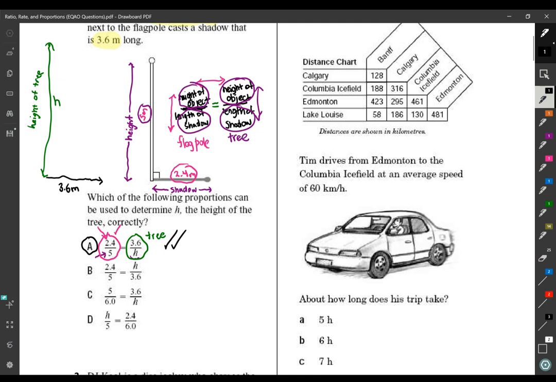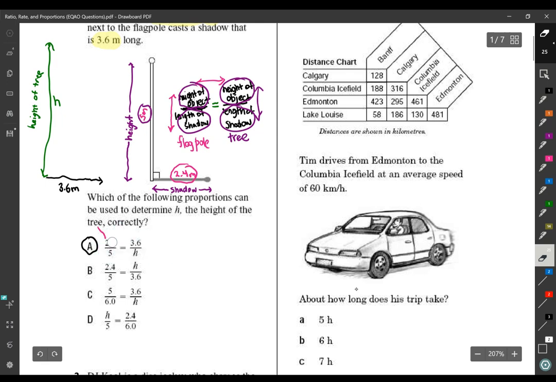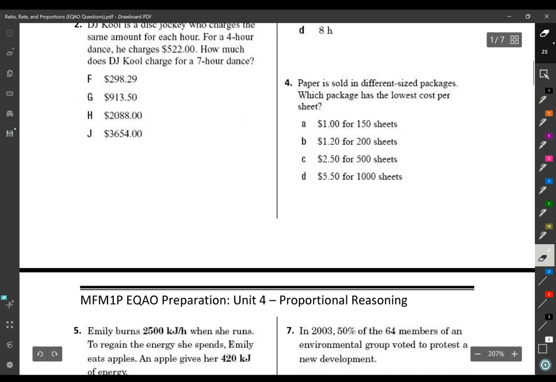Let's just simply look at why the other ratios are not correct, because that's going to help you with your understanding. If we look at proportion B, the second proportion, why is the second proportion not going to help us solve the problem? Well, let's look.